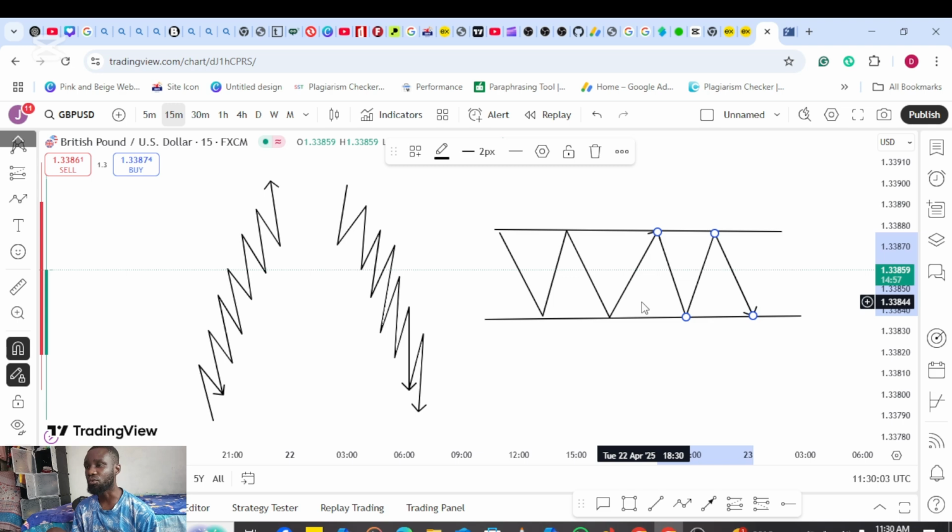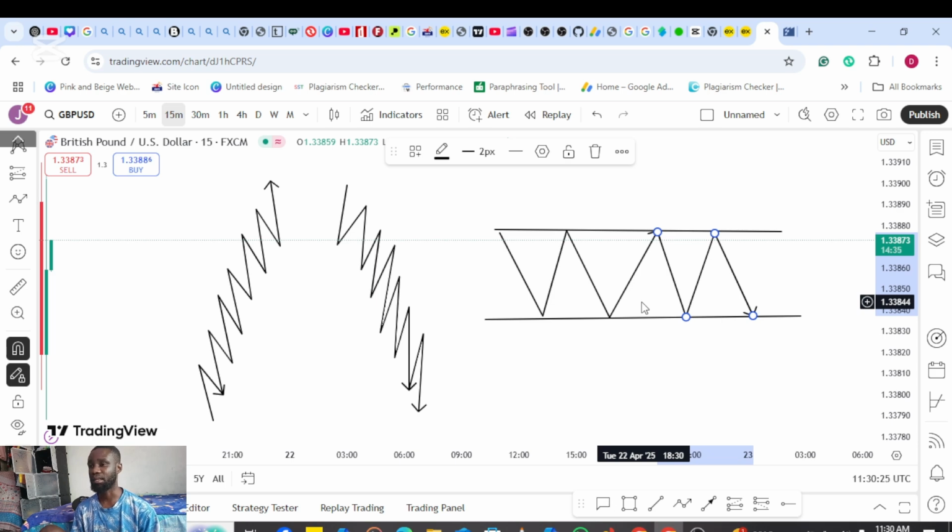And the basic rule of this market, put it in your mind: we buy when the market is in an uptrend and we sell when the market is in a downtrend. And we don't buy at resistance. We buy at the support, then we sell at the resistance.